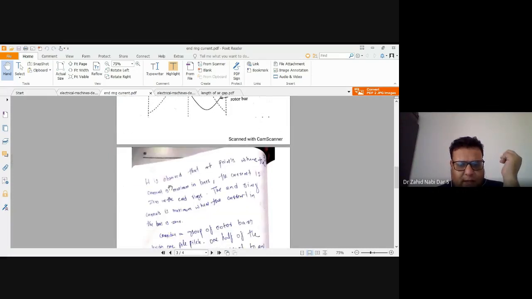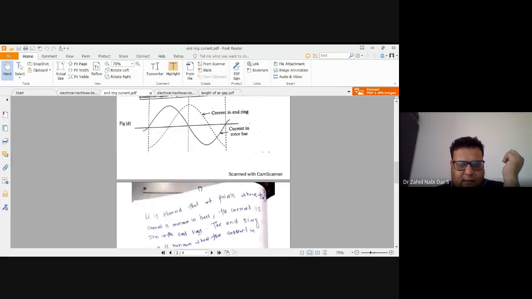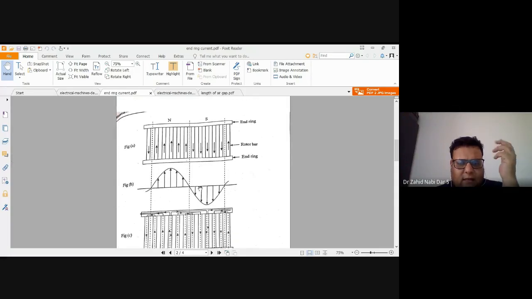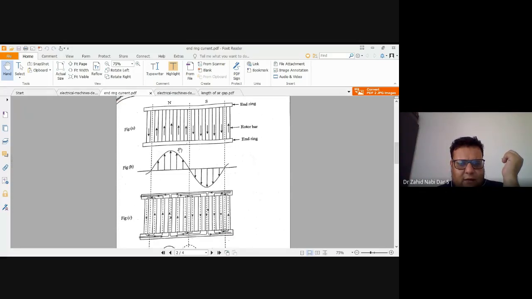Now it is observed that at the points where the current is maximum in the bars, where is the current maximum? The current would be maximum in the bars, but at the end rings the current would be almost equal to zero. You can notice we are short circuiting the end rings. If I show you a rotor of an induction machine, at the end rings we are also shorting it.